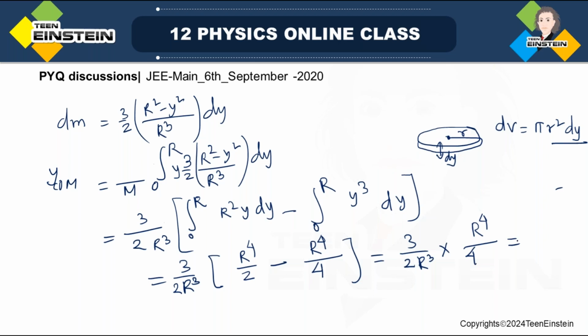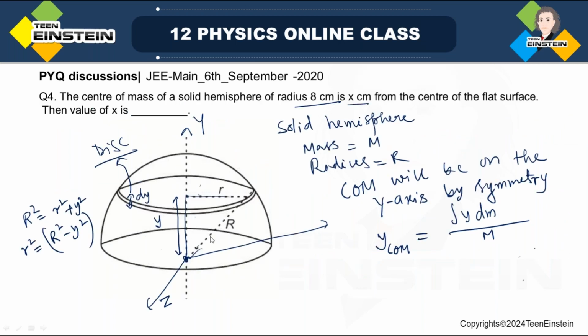So actually the answer will be 3R by 8. All right, so this is actually the center of coordinate. The center of mass coordinate for this solid hemisphere will be somewhere at 3 into R by 8. So this is the center of coordinate.